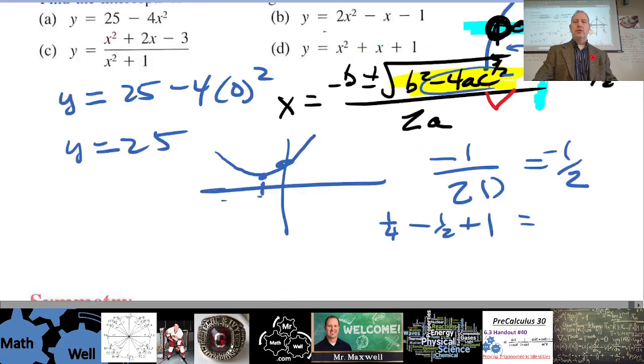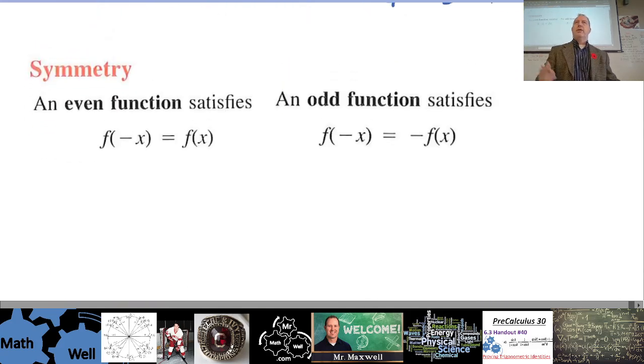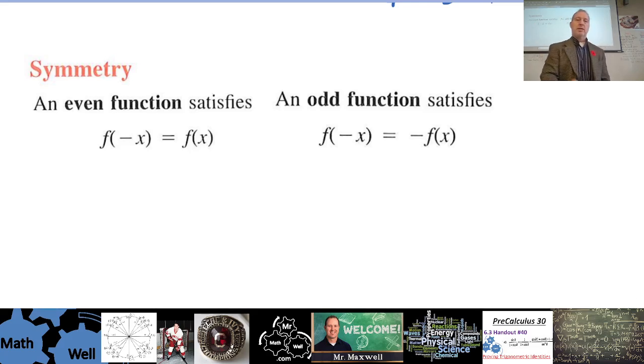Kind of understand though what's going on over there? Okay, let's talk about symmetry. Now, we touched on this briefly in Pre-Cal 30. We're going to explore this a lot more here now, so let me just take a bit of time here.